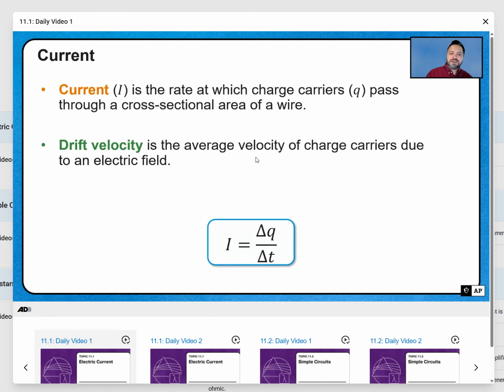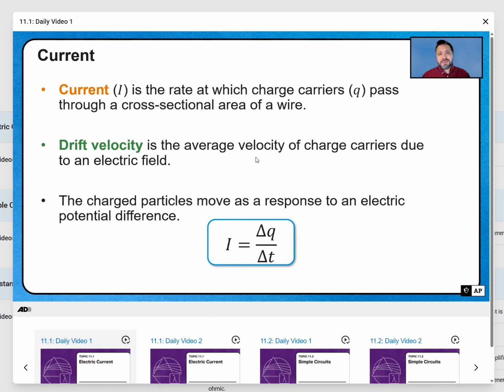You're not going to be tested on drift velocity. Just remember it's the average velocity of the charges due to the electric field. Essentially that's what's causing the current, all of them drifting in the same direction. And the current's only going to happen as long as you have an electric potential difference.